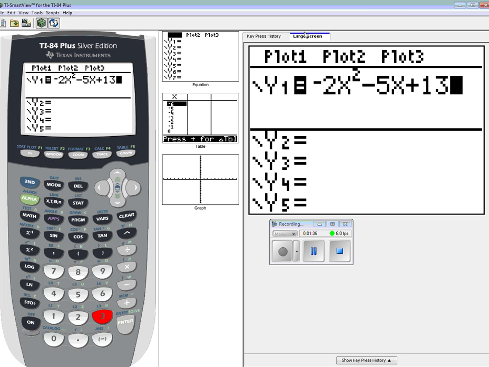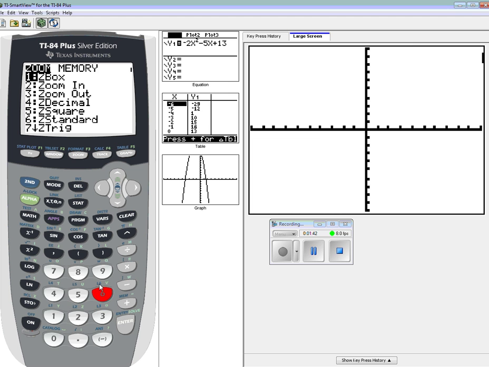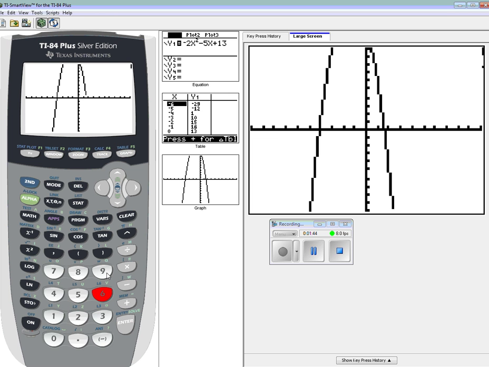And if we go to see this on the large screen, if I hit zoom, you can go to the standard window, that's zoom 6. You might have to adjust your window if you don't see anything, but in this case we can see that there are two solutions because it crosses twice.